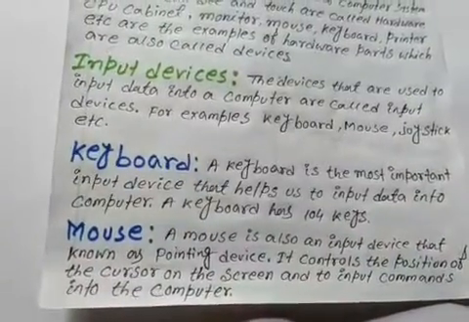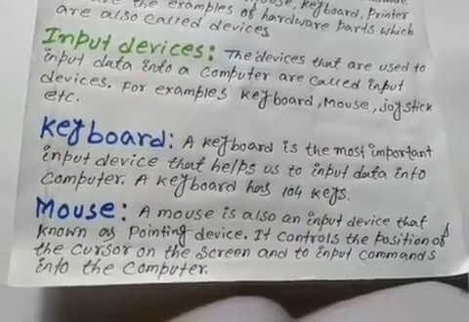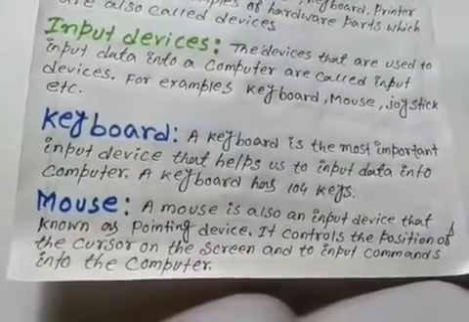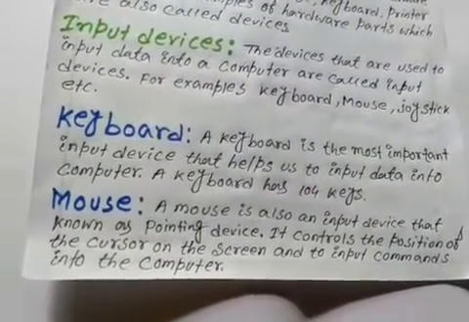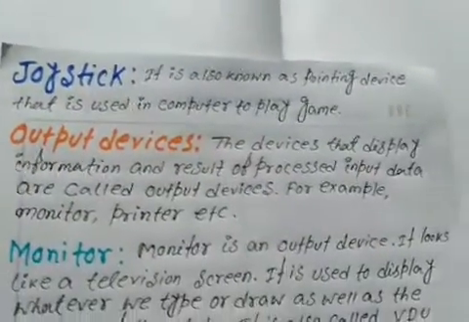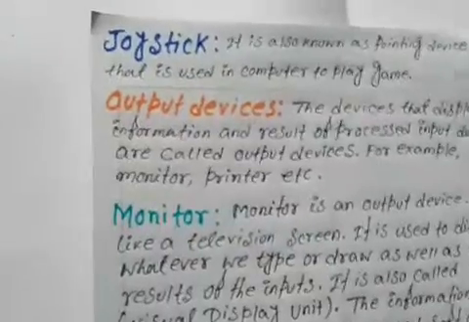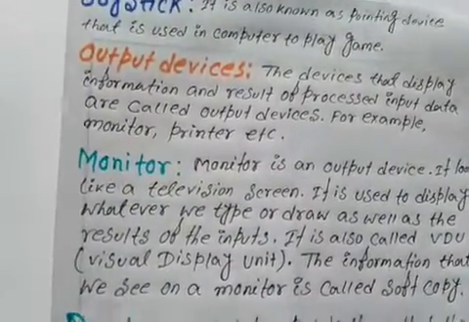Then mouse. Mouse is also an input device, known as a pointing device. It controls the position of the cursor on the screen and inputs commands into the computer. Then another input device is the joystick. Joystick is also known as a pointing device that is used in a computer to play games.